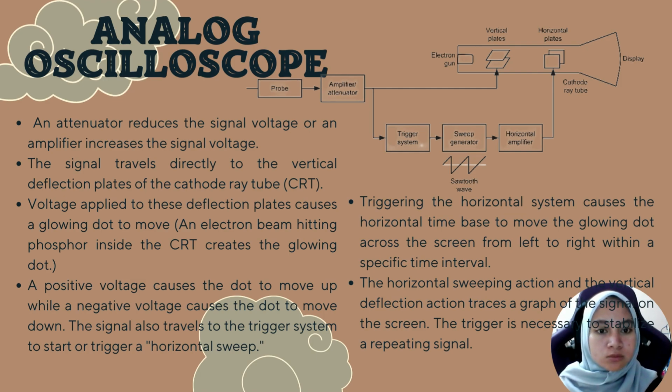Triggering the horizontal system causes the horizontal time base to move the glowing dot across the screen from left to right within a specific time interval. The horizontal sweeping action and the vertical deflection action trace a graph of the signal on the screen. The trigger is necessary to stabilize a repeating signal.